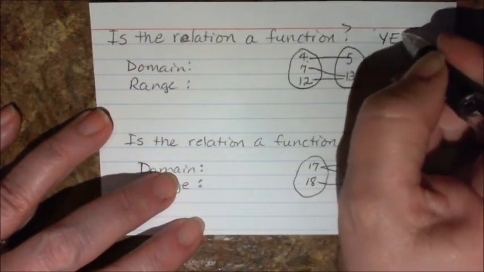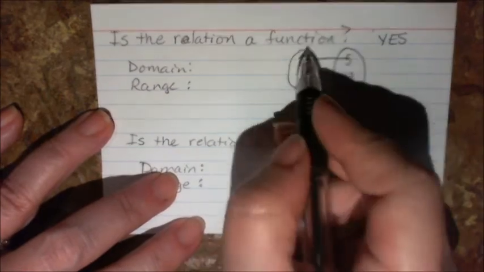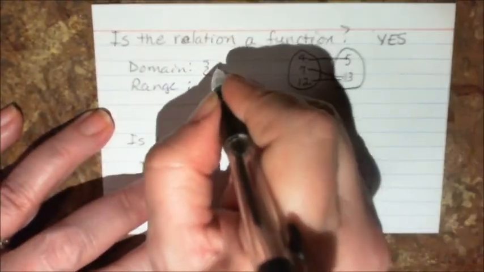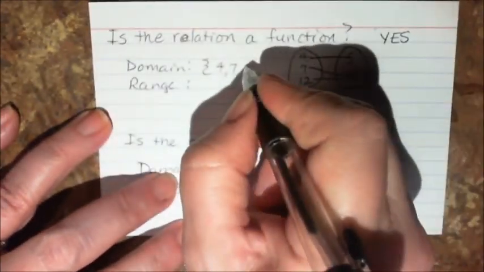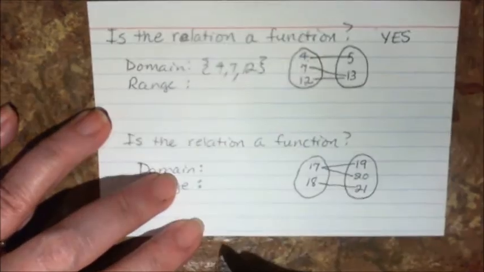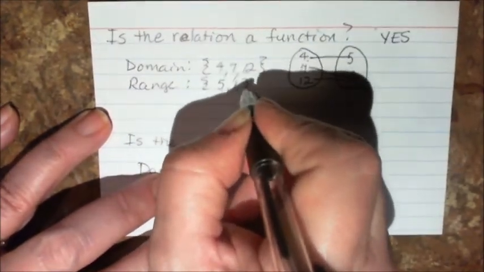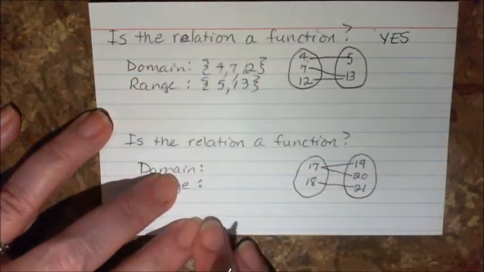Is this relation a function? Yes. Okay, what's the domain? It's easy to see in mapping form. The domain is the set of 4, 7, and 12. And what about the range? It's also easy to see. It's the set of 5 and 13.